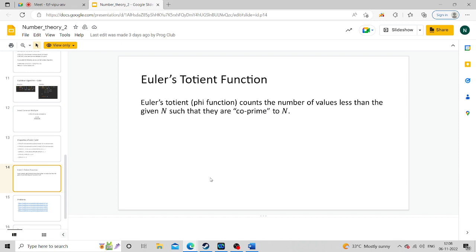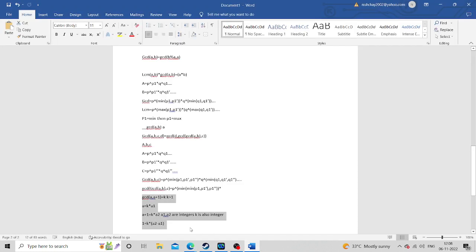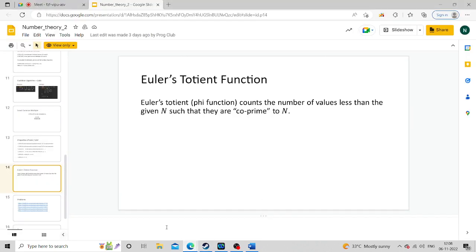So, the last topic. Now we'll be studying Euler's totient function. Euler's totient function is basically a function that is used to calculate the number of values that are less than n and co-prime to n. Or in other words, Euler's function will give you the count of all the numbers which are less than n and the GCD of those numbers with n is equal to 1.